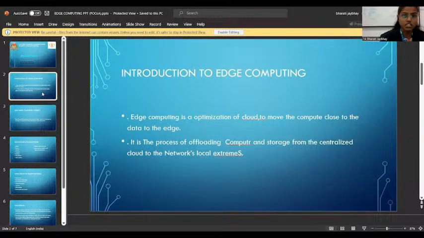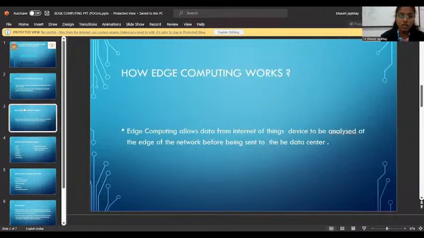Introduction to edge computing. Edge computing is an optimization of cloud computing that moves the compute close to the data, to the edge. It is the process of offloading computing and storage from the centralized cloud to the network's local edge. How edge computing works: edge computing allows data from Internet of Things devices to be analyzed at the edge of the network before being sent to the data center.